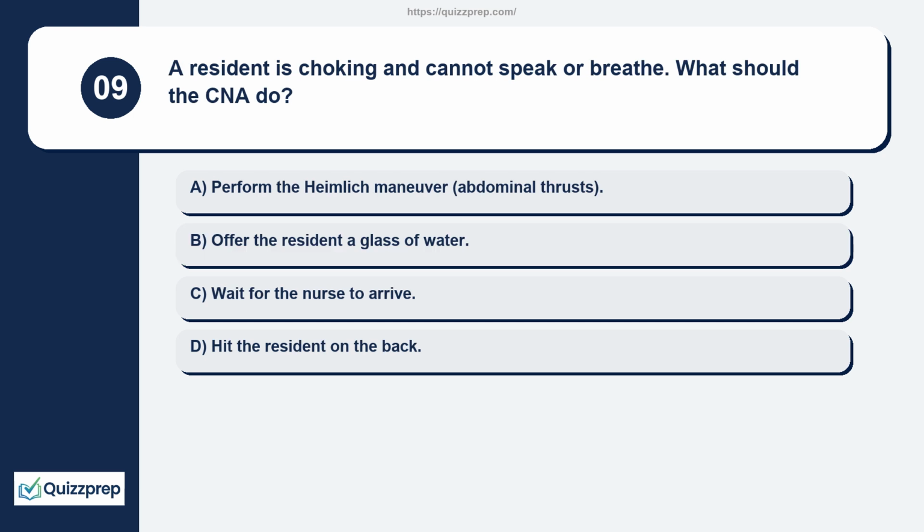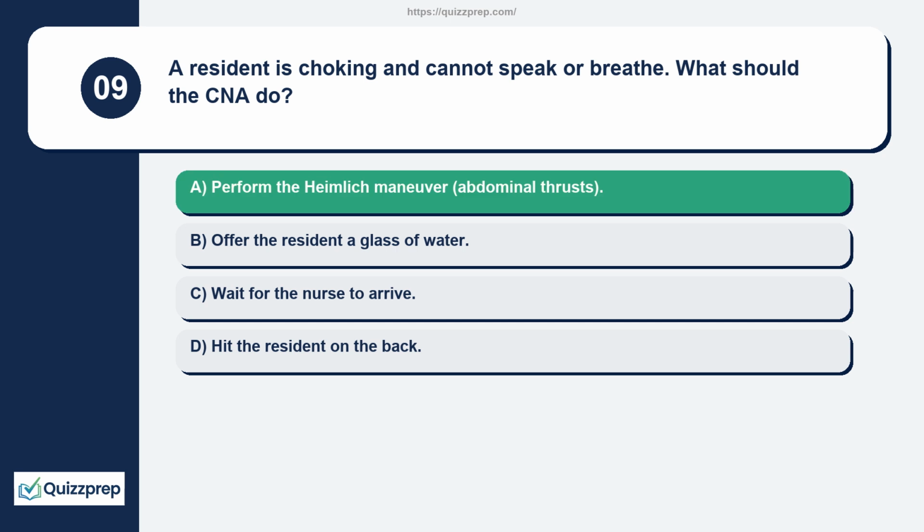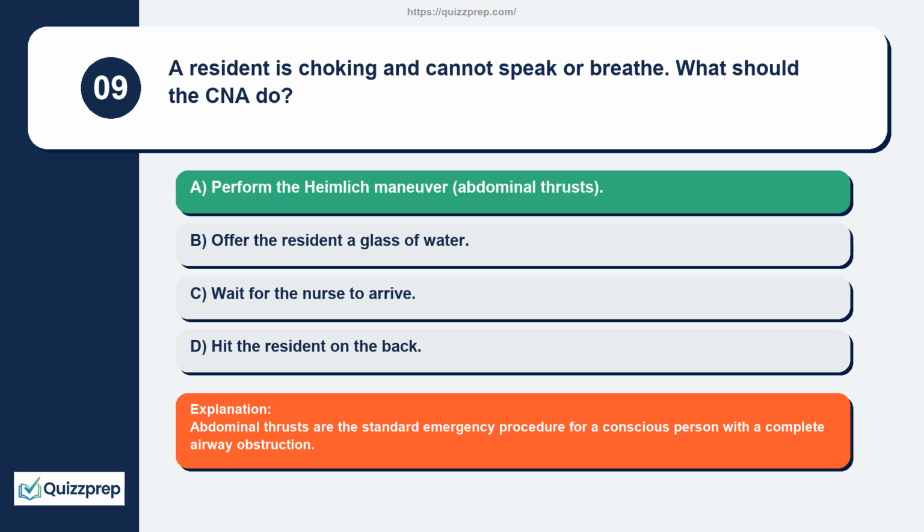Question 9. A resident is choking and cannot speak or breathe. What should the CNA do? Perform the Heimlich maneuver, abdominal thrusts. Offer the resident a glass of water. Wait for the nurse to arrive. Hit the resident on the back. Abdominal thrusts are the standard emergency procedure for a conscious person with a complete airway obstruction.